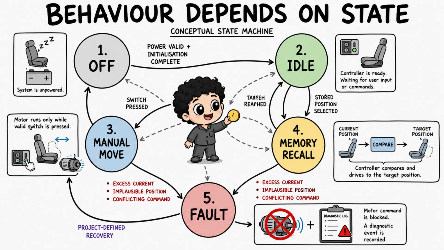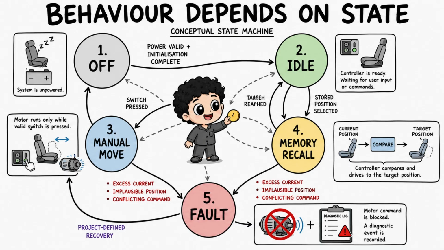The application cannot treat every input as an isolated command. It needs operating states. When the vehicle is parked and no request exists, the seat controller may be in an idle state. Pressing a manual switch can move it into a manual movement state. Selecting a stored position can move it into a memory recall state. Detecting conflicting switches, excessive motor current, or an implausible position signal can move it into a fault-related state. A state machine is a software model that defines the current operating state, the events that cause a transition, and the actions allowed in each state. It prevents the controller from executing unrelated or contradictory behavior at the same time.